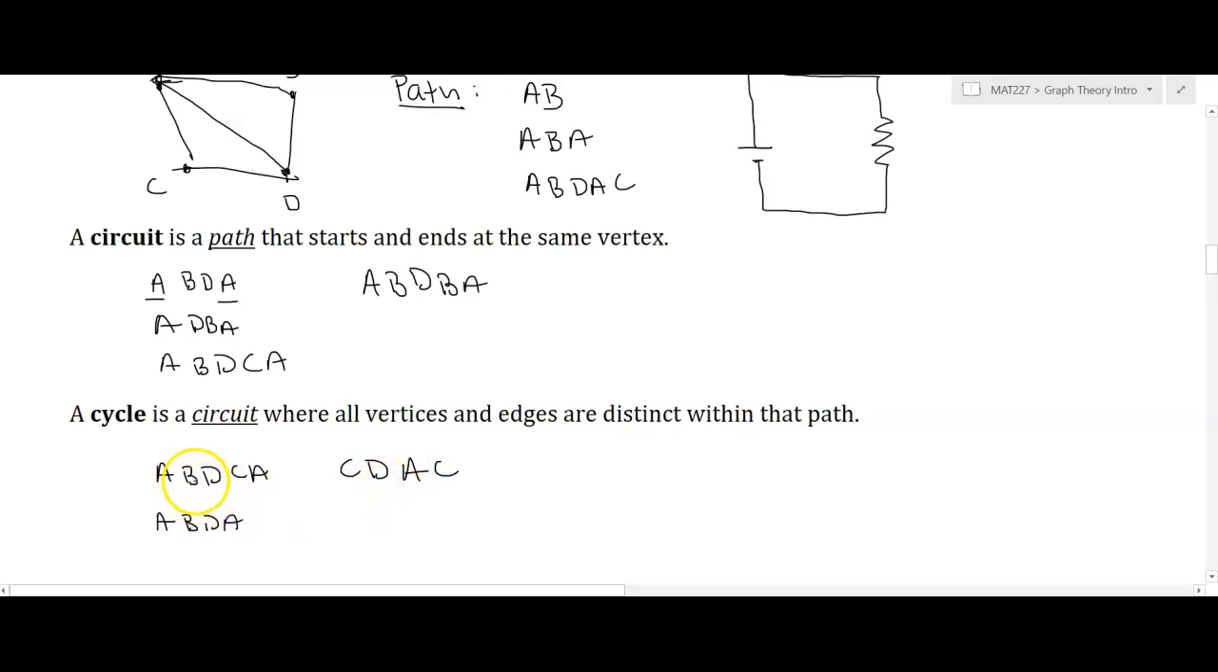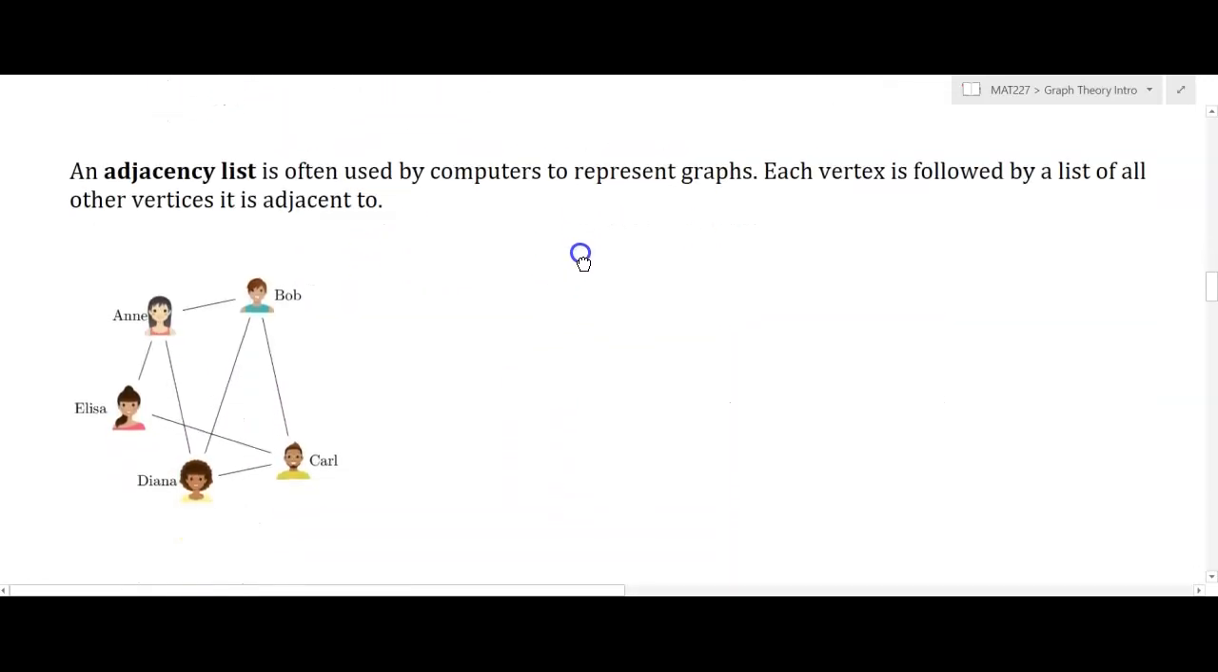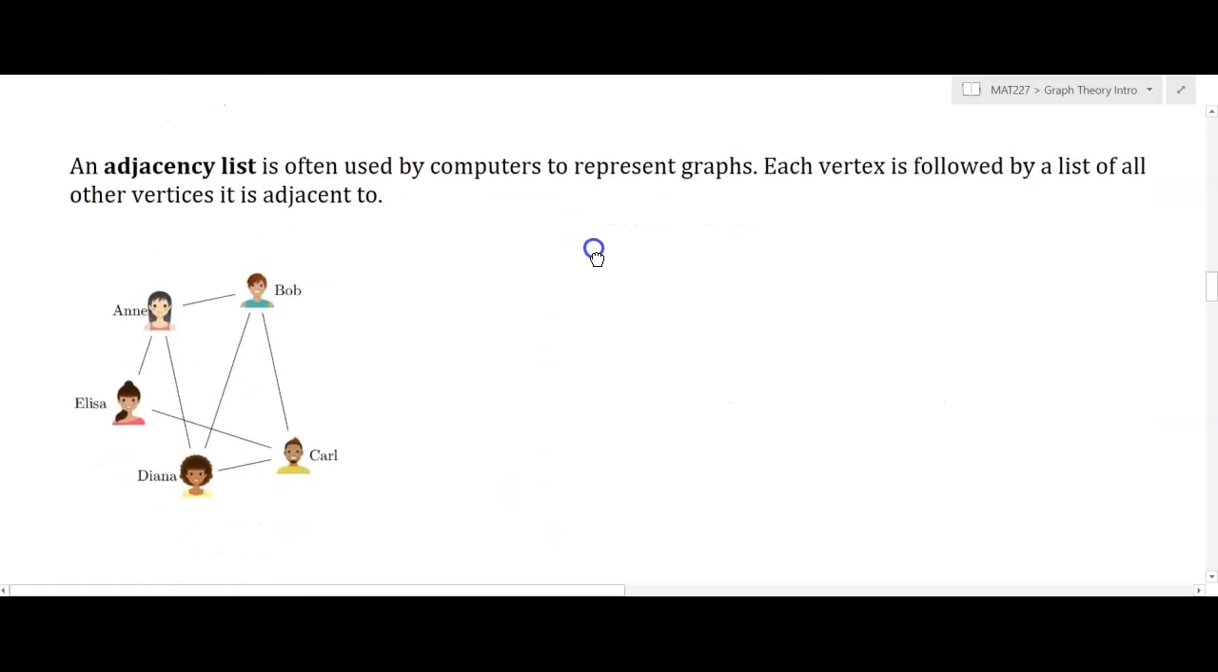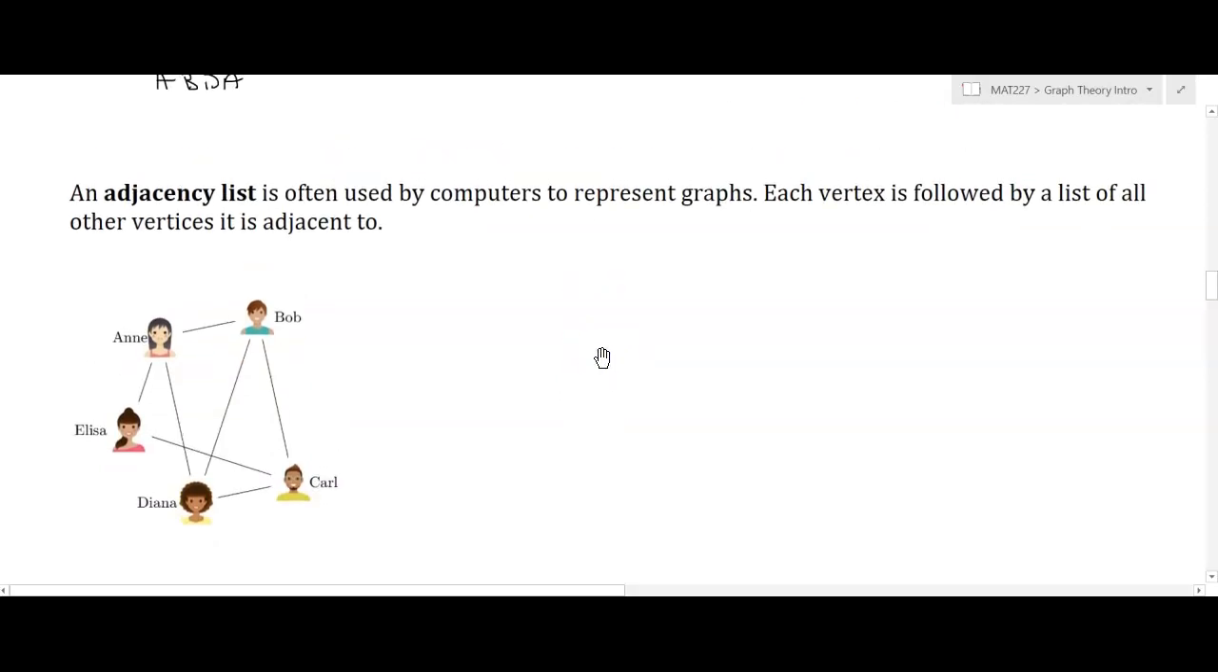And so when you're looking at these, you can tell right away that all of the edges and vertices are distinct because we don't ever arrive back at the same vertex again. So that's a cycle. And all of these have their common applications. But before we get into some of those common applications, let's talk about two other ways that we could list the relationships among vertices.